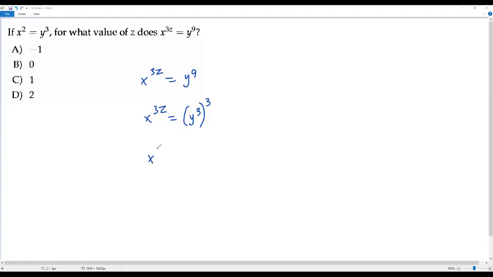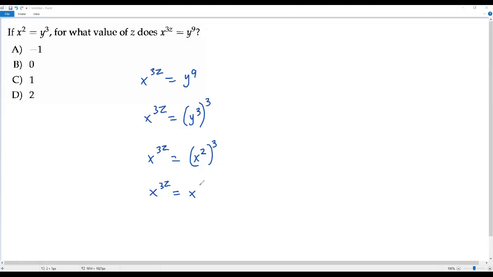Let me do it. Then we get x to the power of 3z equals x squared, whole to the power of 3. Now let's consider what we have here. We have the base x and the exponent 2, and for the complete expression we have the exponent 3. Now we can multiply these two exponents using the power of a power rule in exponents.